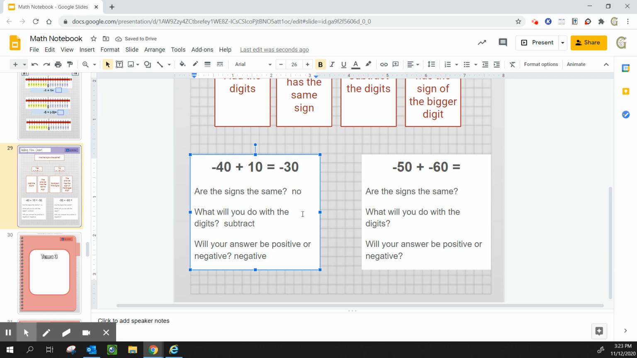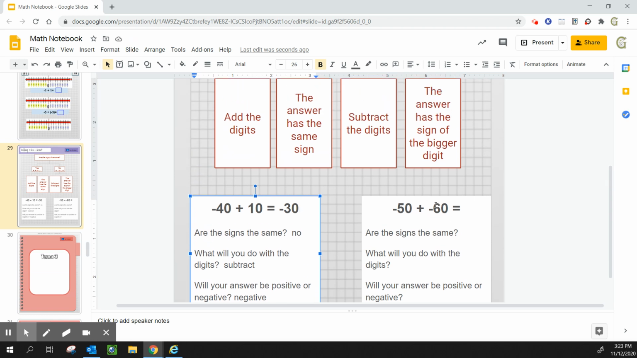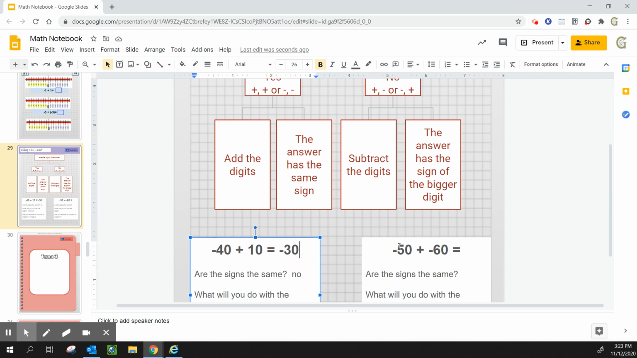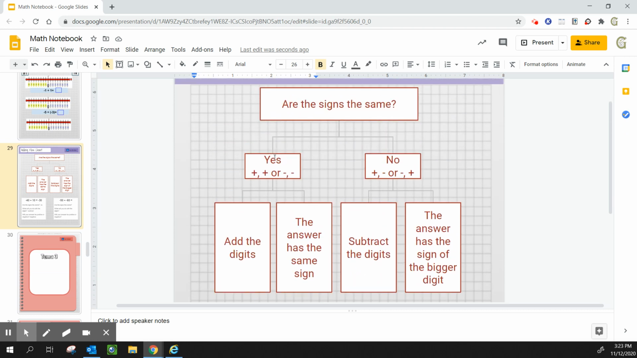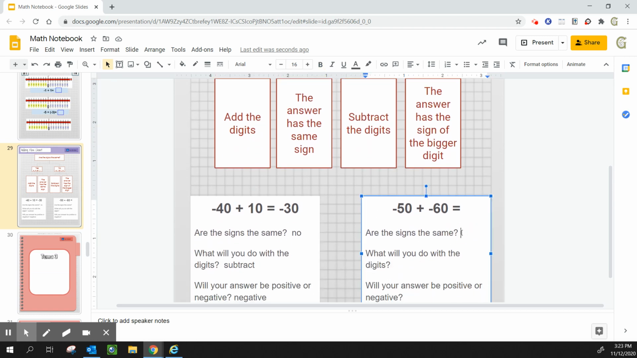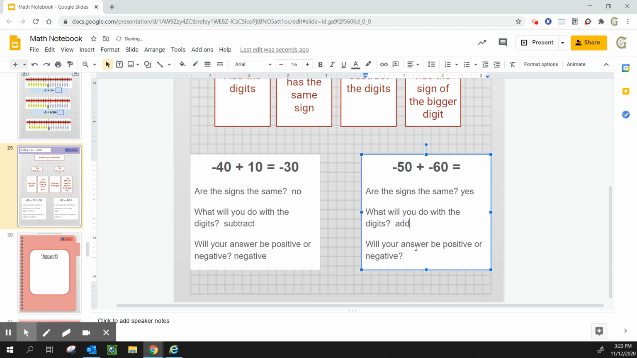Okay, let's try another one. So over here, we had negative 50 plus negative 60. So again, I'm asking, are the signs the same? Yes, because they're both negative. So then I need to add the digits. My answer has the same sign. So signs were the same. Yes. What are we going to do with the digits? It said to add them.